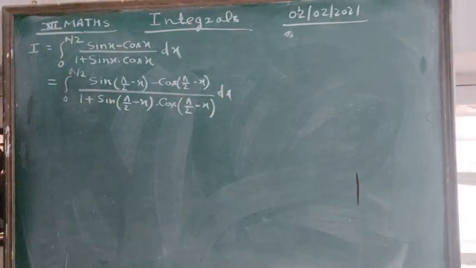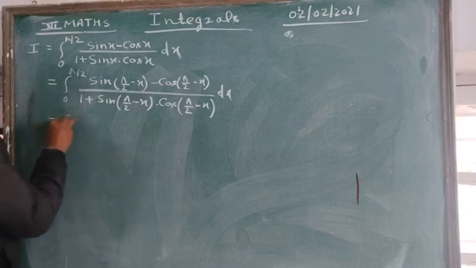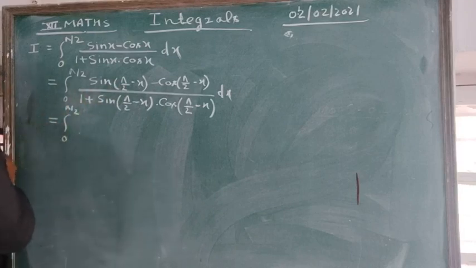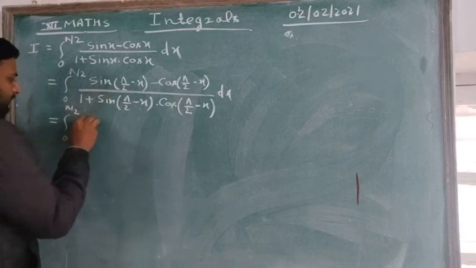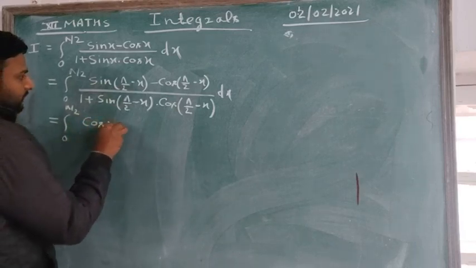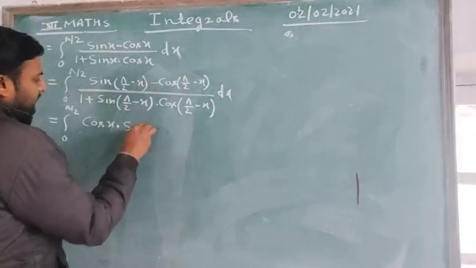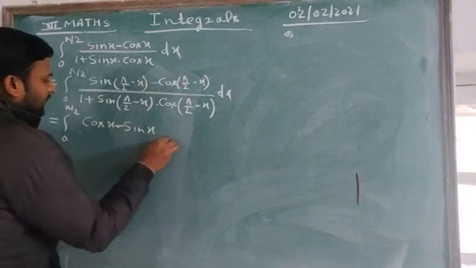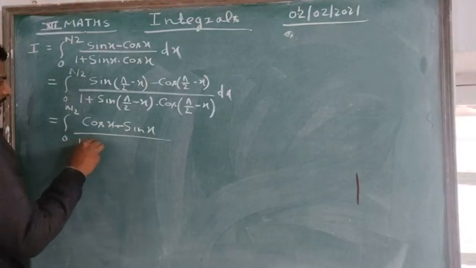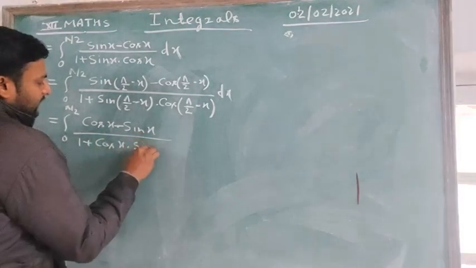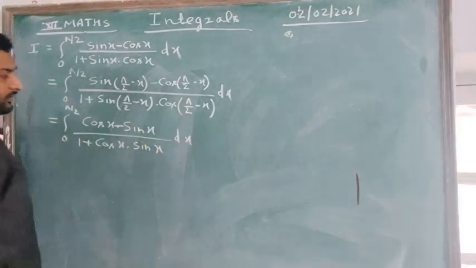Okay, students, we can use this property and we write the integral from 0 to pi by 2. This is, students, sin(90 minus theta), so we write cos theta, and this is cos(90 minus theta), so we write sin theta. So we get (cos x minus sin x) by (1 plus cos x into sin x) dx. Okay, students.